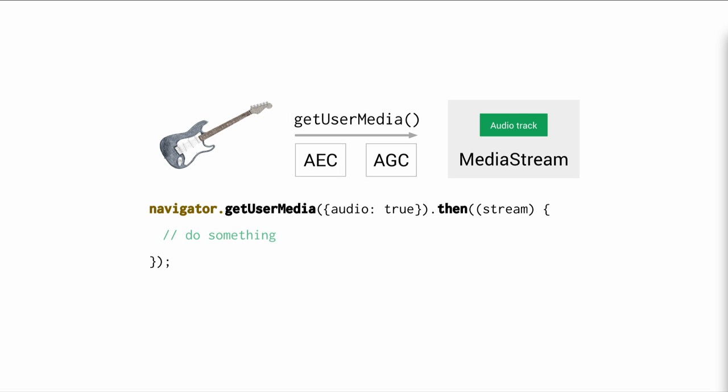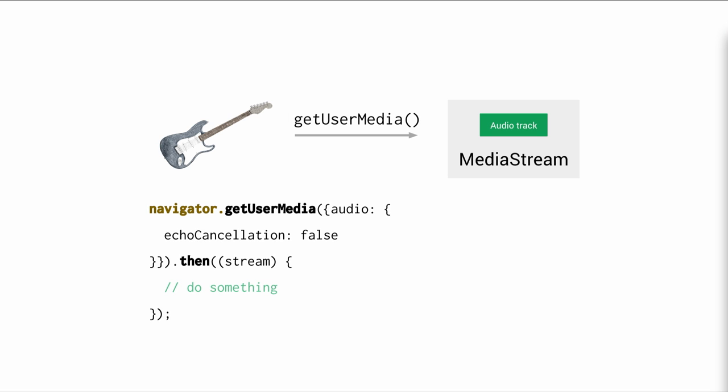So here's a typical call to getUserMedia. We make it on the Navigator object, and we ask, in this case, for a media stream that contains audio from the mic. We'll get our stream back asynchronously, and then we can actually do something with it. If the syntax looks kind of unfamiliar here, this is making use of Dart's future concept. The dot then at the end of the statement allows us to say easily what should get executed when we get our stream back.